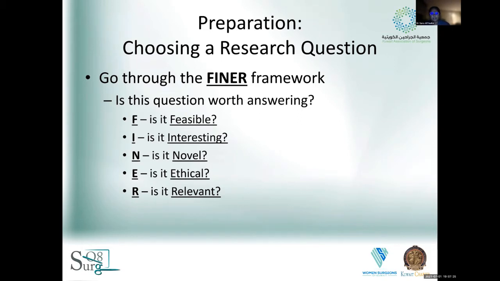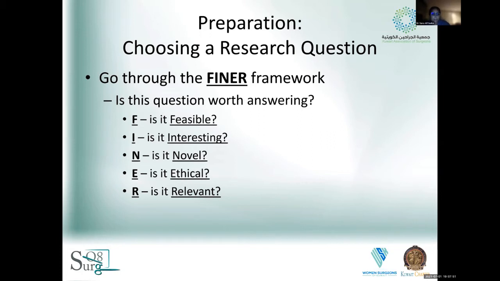And is it novel? There's no point doing something if once you do your literature review, the answer has been questioned definitively. So it's really important before you embark on any big research project to check that it has novelty. Is it ethical? If we wanted to do an RCT looking at is breast milk better than formula, some people might say it's unethical because we have enough information to know that that's not good for the other babies.